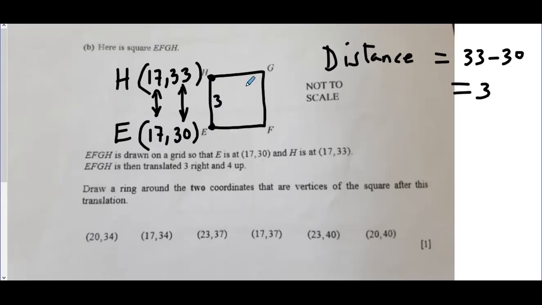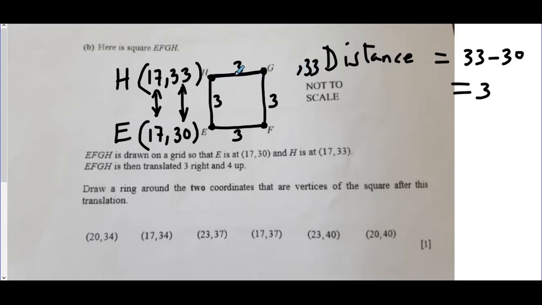Now, since this shape is a square, from here to here will also be 3. From here to here will also be 3, because that is a square. Now, can we get the coordinates of G? Yes, we can. Can we also get the coordinates of F? Yes, we can. How? This is just a horizontal line, meaning it is going to maintain the value of y. The value of y will still remain the same, 33.